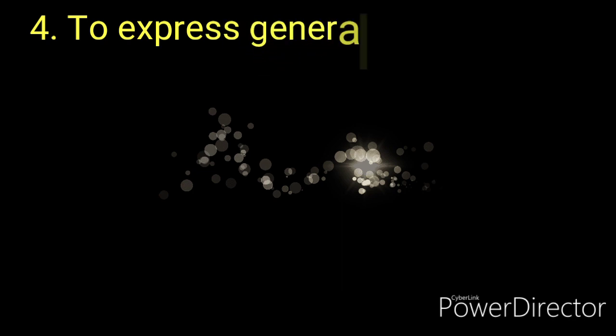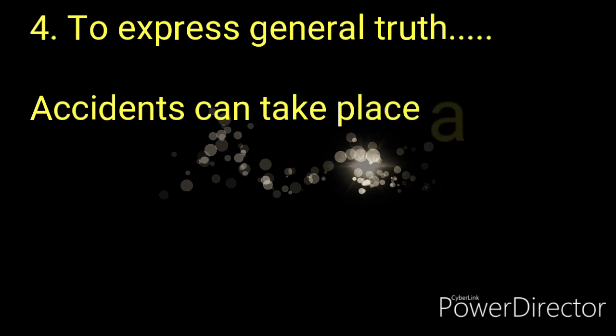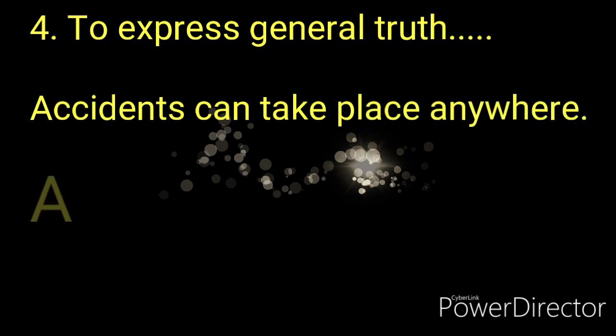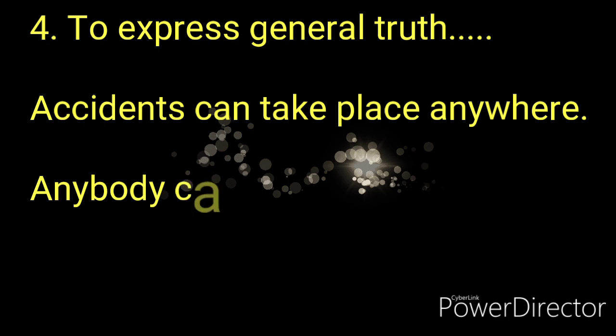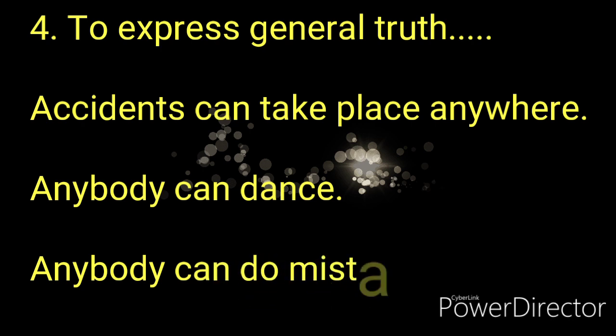Next notion, to express general truth. General truth means an accident or incident that can happen anywhere, and a task which can be performed by any person. For example, accidents can take place anywhere. So there is not a definite place for accidents to take place. So this is a general truth, because there is no fixed time and place.